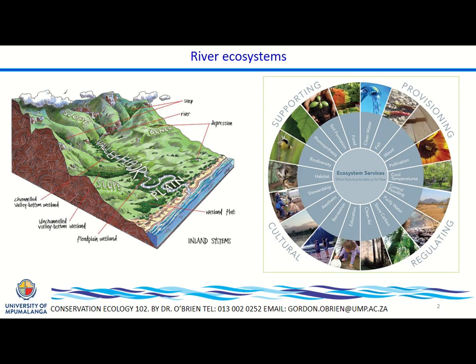So just to remind you, provisioning services are those things that you can get from the environment. Those products, we call them natural products, those things that you can get from the environment. And they can include things from fish, wood, pollination, all of those things that you can harvest, honey, anything that you can harvest from the environment is a provisioning service, things that are given to us by the environment.